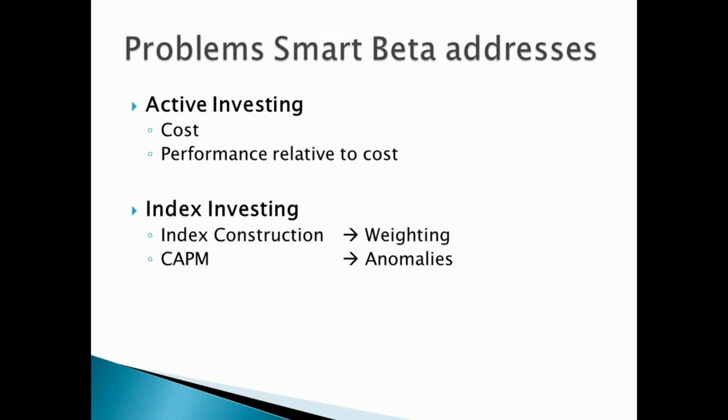The second is that CAPM, the capital asset pricing model, the theory behind the markets and the reason really indexes were developed, has what we call some anomalies or question marks. And again, we'll take a little deeper look at this. So smart beta, again, sits between active and indexing, trying to address some of the challenges or problems with both the other strategies.